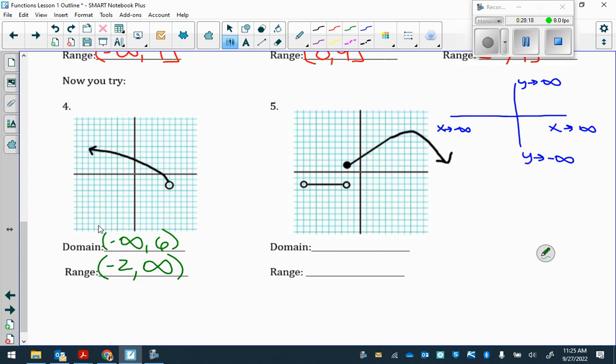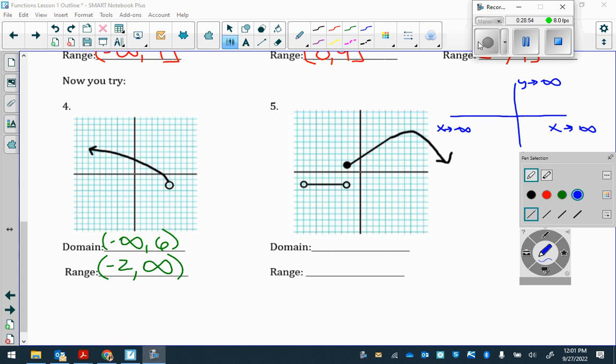Okay, so we're going to stop right there. When we get back from lunch, we'll finish up 5 and then get to continuity. Number 5, okay, looking at this right now, what do we say for the domain? Luce, go ahead. What do you think? -9 to infinity. Yeah, good. Excellent. So, x values, right?